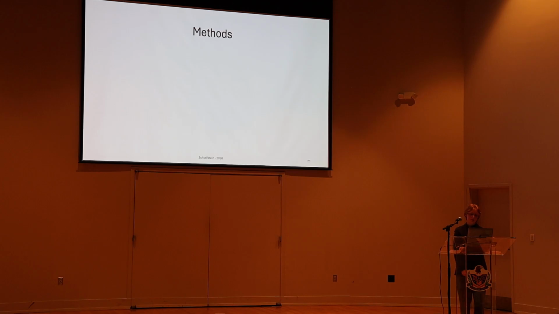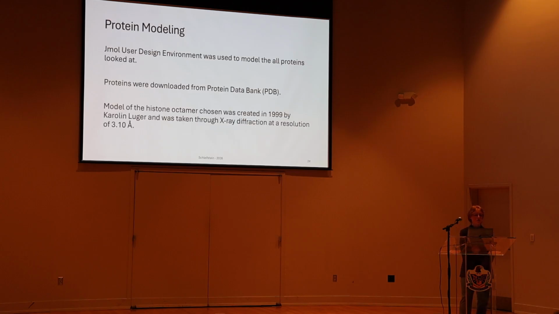Now we're going to go into methods. All of the protein modeling in this project was done using the JSmol user design environment. This is a free online software that allows you to take protein models and change the color or structural shape of the protein models. All of the protein models looked at were taken from the Protein Data Bank, and the specific model of the histone octamer that was chosen was created in 1999 by Caroline Luger and was taken through X-ray diffraction at a resolution of 3.1 angstrom. This model has one caveat, which is that the C and N terminal tails are not fully shown, which is fine for the specific project, but just note that any modifications done were not through the ends of the tails.